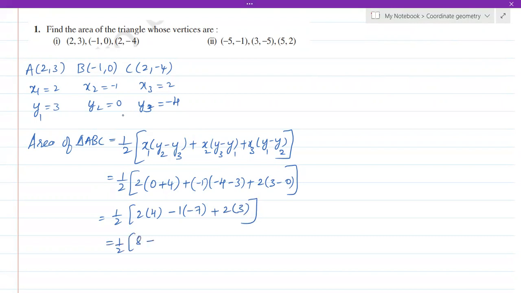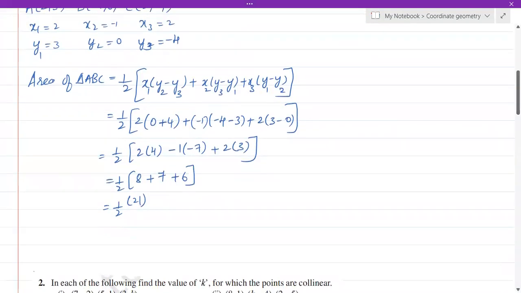So it becomes half. 2 4s are 8. Minus into minus plus. So 1 into 7, 7. 2 3s are 6. So it becomes half, 8 plus 7, 15. 15 plus 6 is 21. So half into 21. It becomes half into 21 is how much? 10.5.